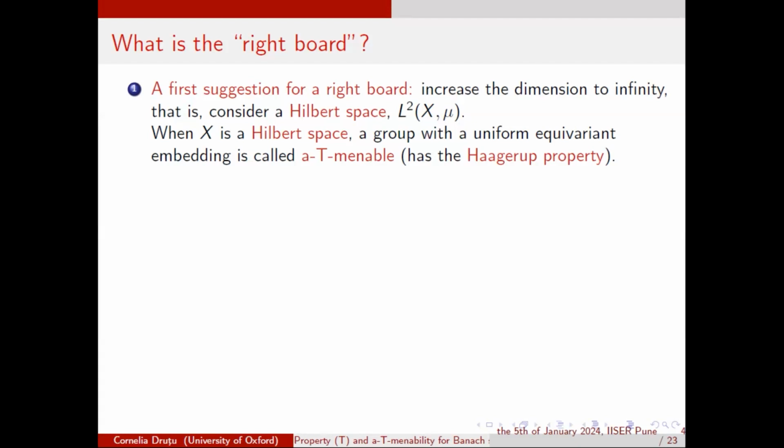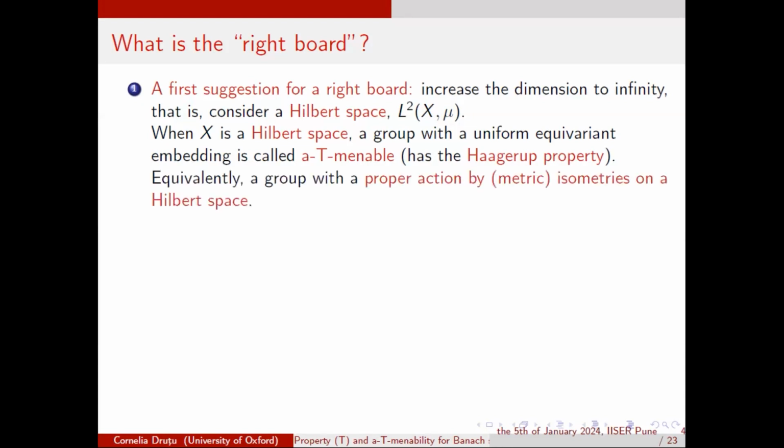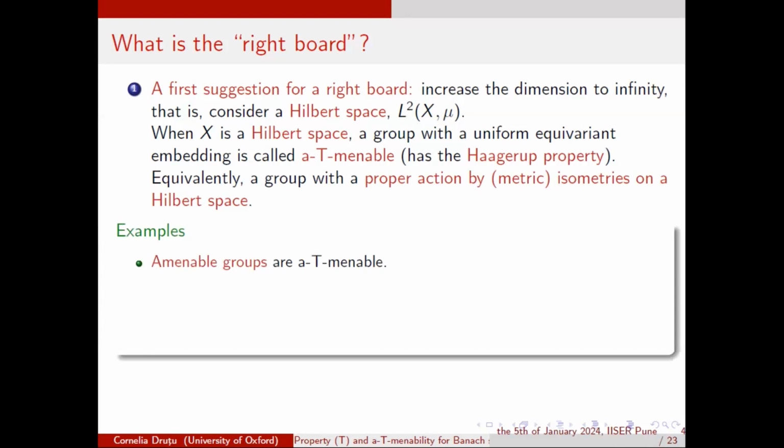First of all, what would be the groups that have such a nice representation on an infinite dimensional board? And equivalently, let me remind you, either we ask for a uniform equivariant embedding, or we ask that the group has an action by metric isometries on a Hilbert space, so nothing linear here, just metric isometries, and we want this action to be proper. And groups that satisfy this include amenable groups. So this explains part of the terminology.